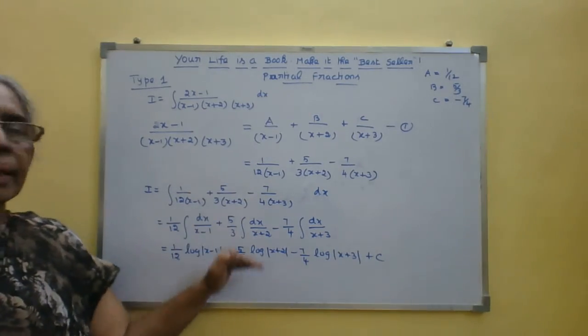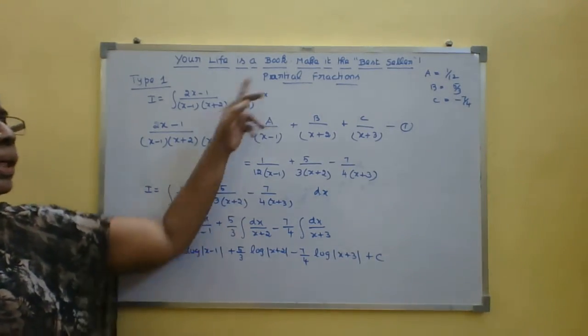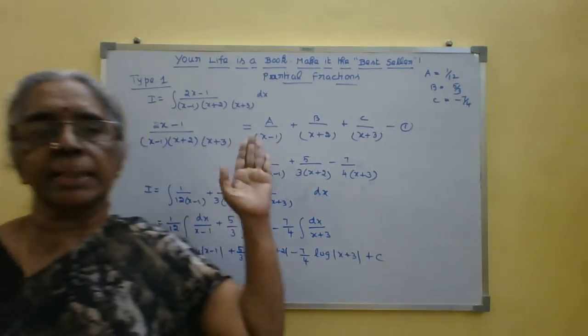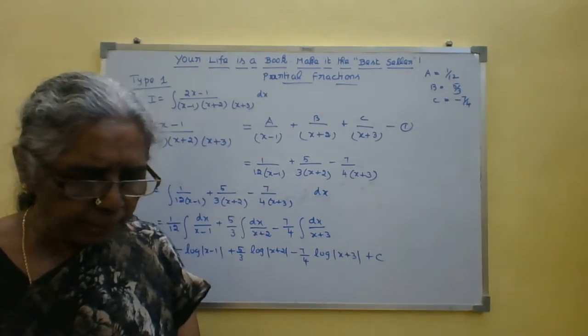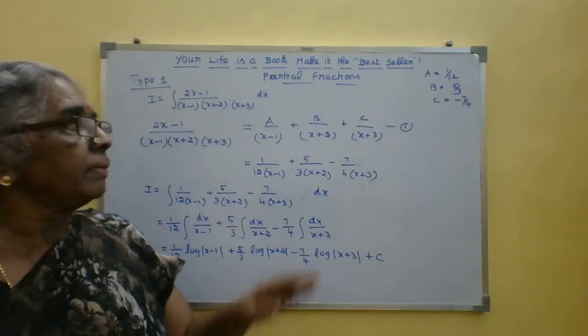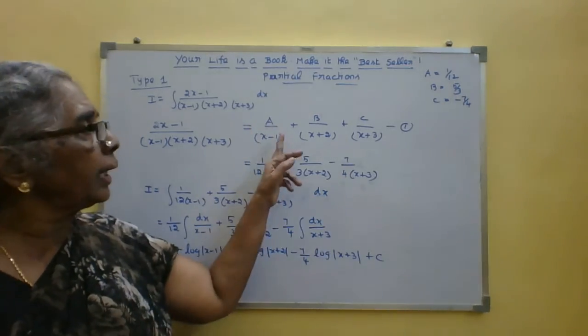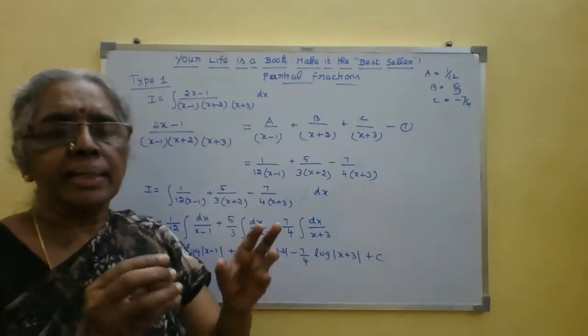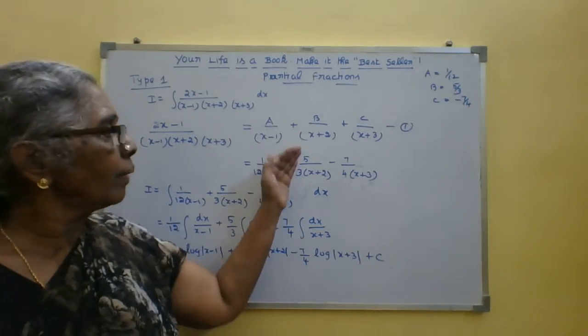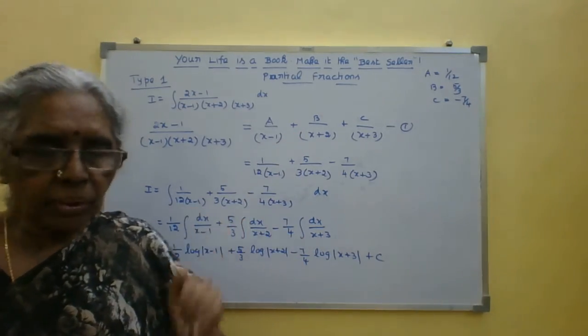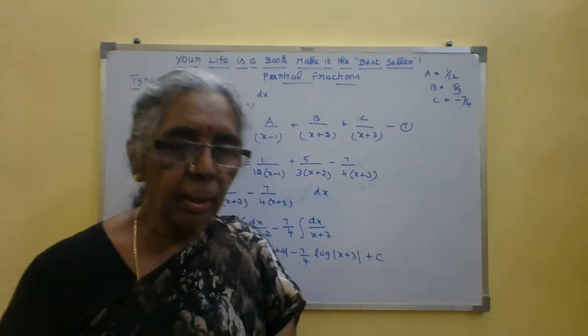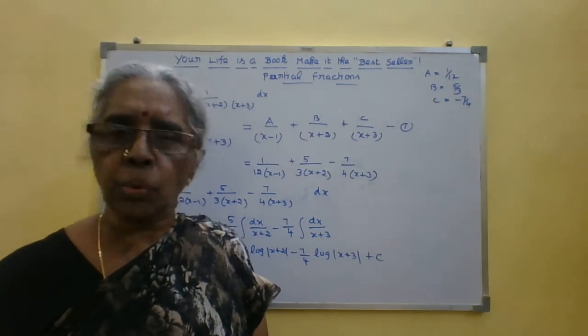So see, the integration is very simple because we have used the partial fractions concept. We were able to decompose the given sum. We were able to split it into 3 terms, 3 easier parts where you are able to integrate easily. So this is the type 1 I told you. Now let us see one type 2 also.